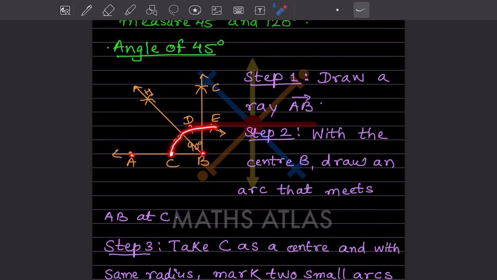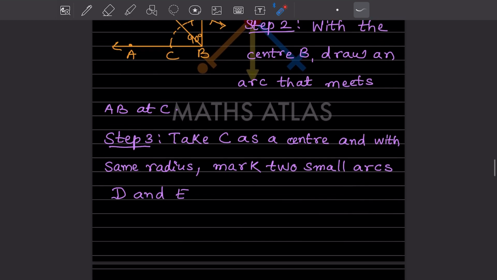You are going to draw an arc. And then take C as center, and with the same radius, mark two small arcs. Whatever radius you took with C as center, that equal one you are going to use here, marking two small arcs D and E, here one arc and here one.